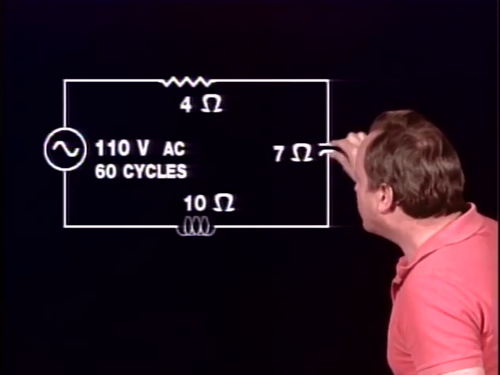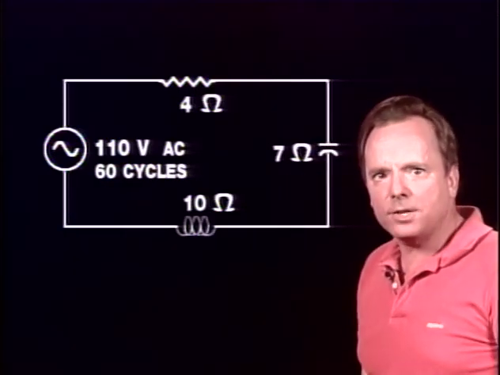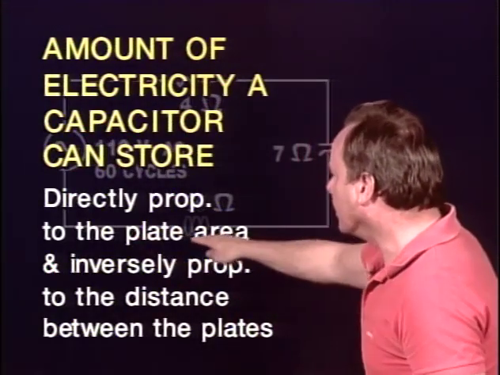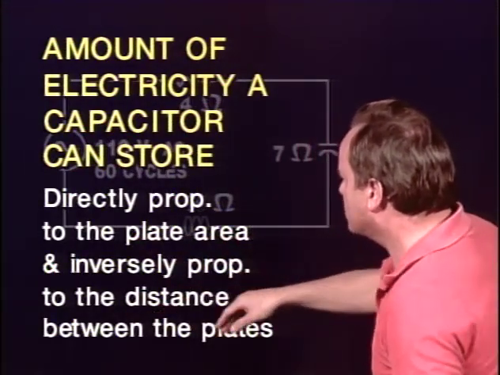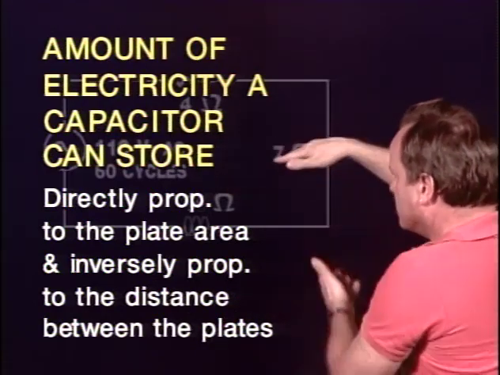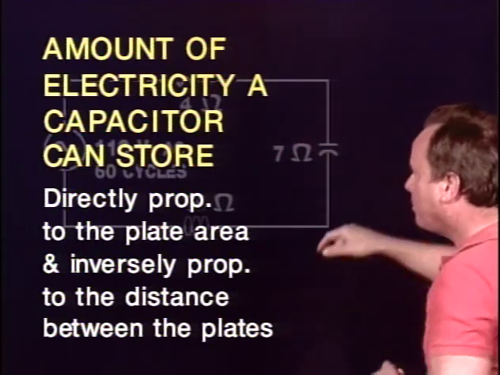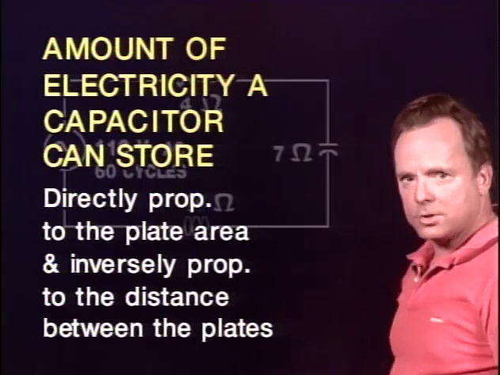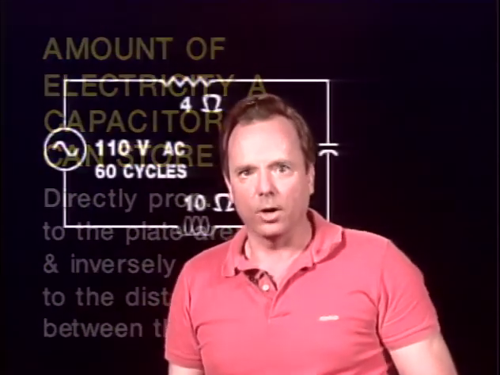So now what determines the amount that a capacitor can store? Well, let's take a look at it. It's directly proportional to the plate area and inversely proportional to the distance between the plates. If you have great big plates, it can store more electricity, and if you move those plates further apart, it can store less. So the closer the plates are together, the more it can store, and the bigger the plates are, the more it can store.